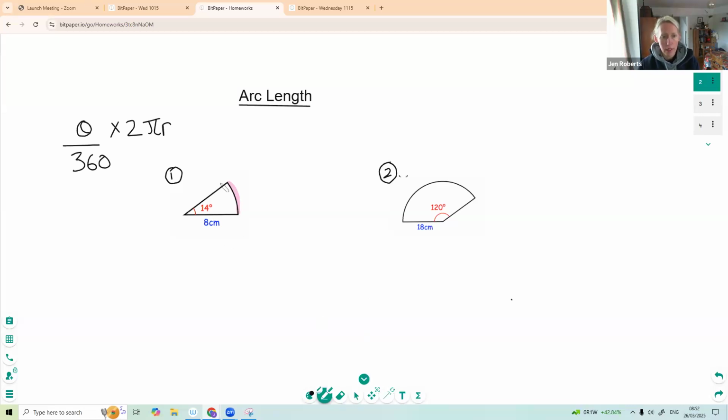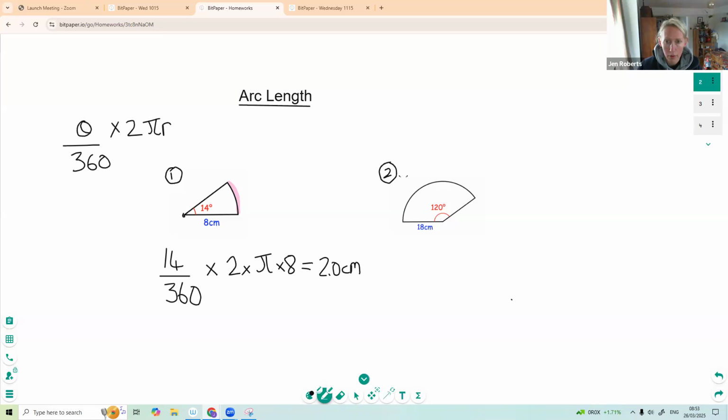So for this first one, what is the arc length here? 14 over 360. Your radius is 8. And again, if you imagine it's a full circle, you can see the distance from the centre to the edge would be 8. So times 2 times pi times 8. I'm just going to type that straight into my calculator and work out to 1 decimal place. That's 1.954, but we would round it to 2.0 to 1 decimal place.